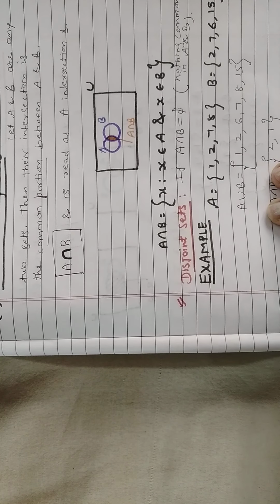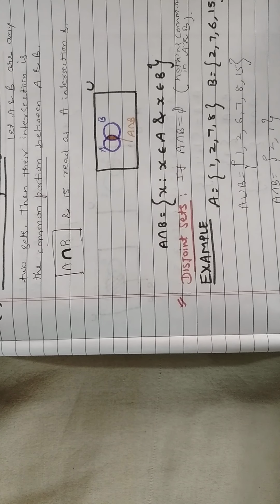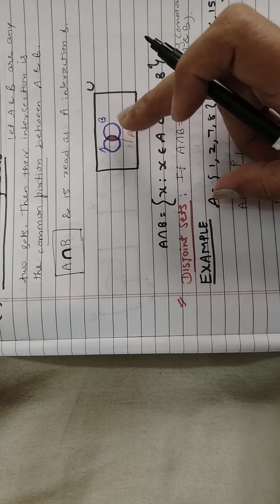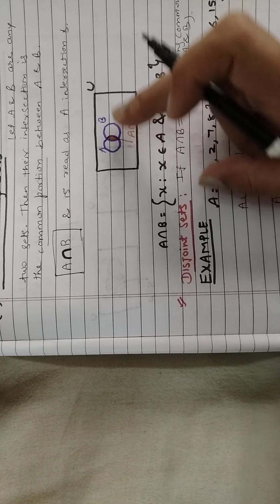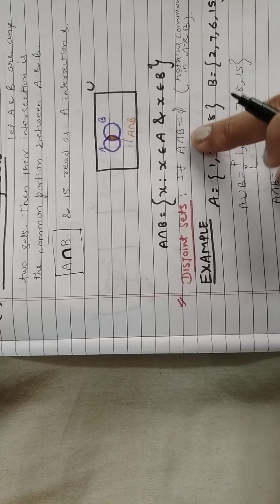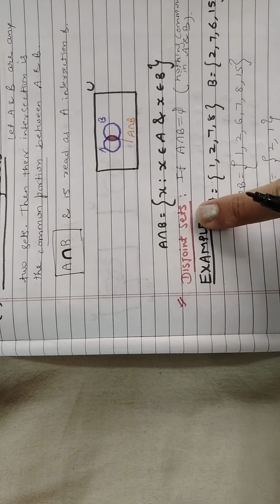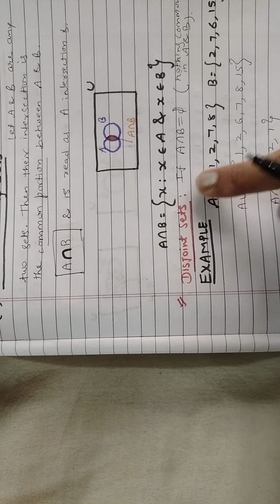Now what are disjoint sets? You should have an understanding of that also. It is not necessary that every time there will be some common portion between A and B. Suppose nothing is common between them, A intersection B is phi, then we say that the two sets are disjoint.